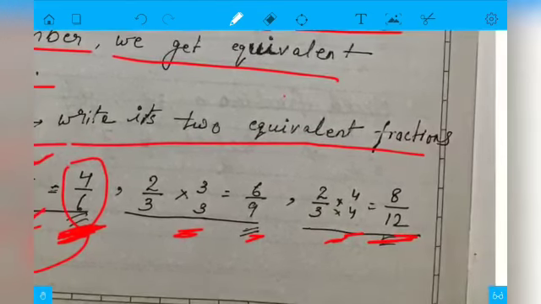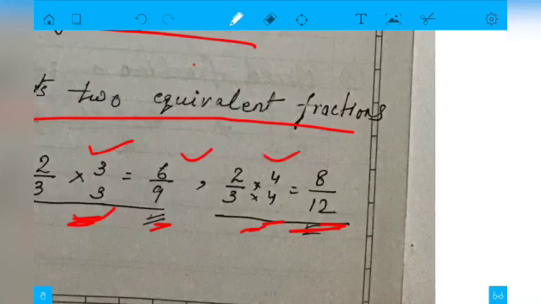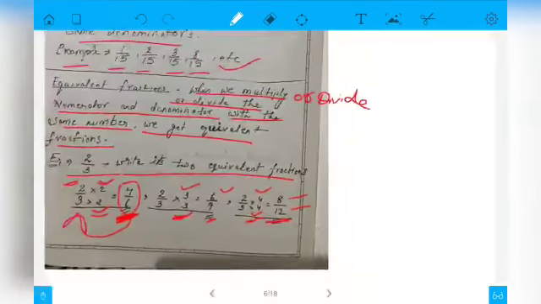Now you will see over here, we can also multiply the number by 3 and 3, so it will become 6 by 9. We can also multiply the number by 4 and 4, so it will become 8 by 12. So this is how we have to solve it.